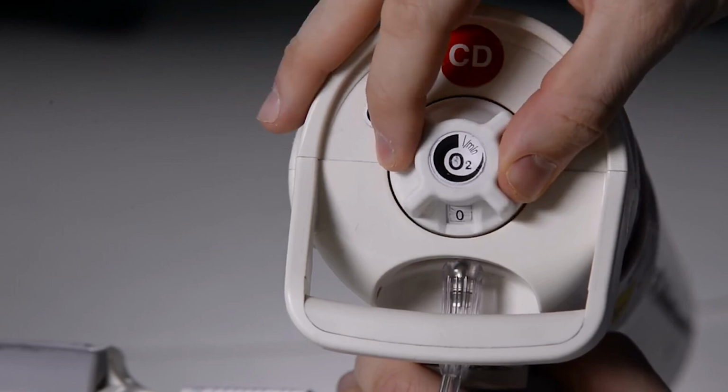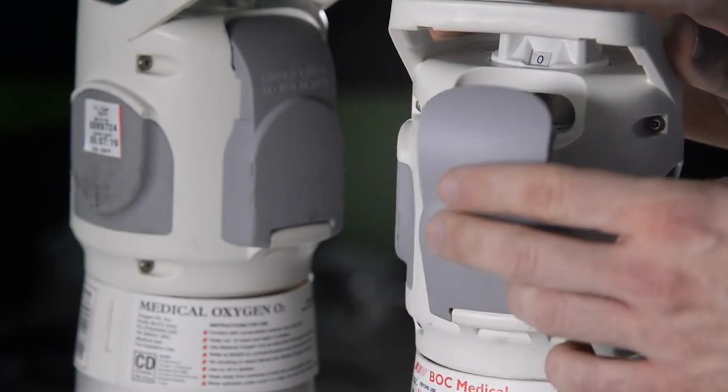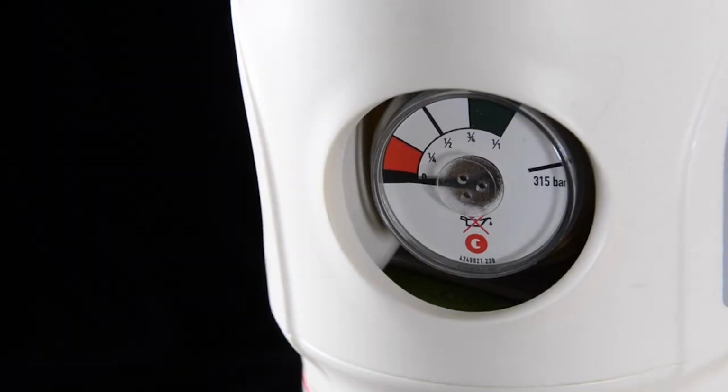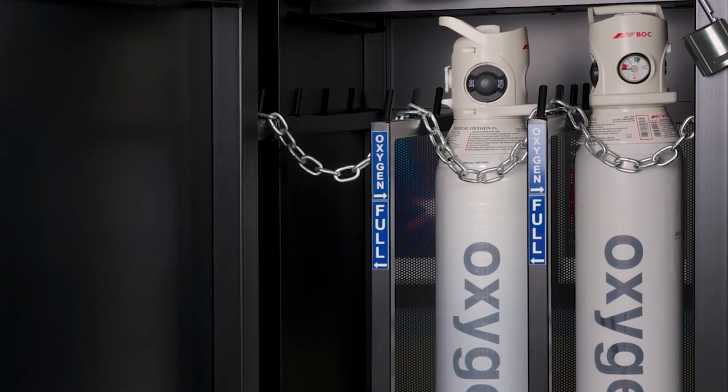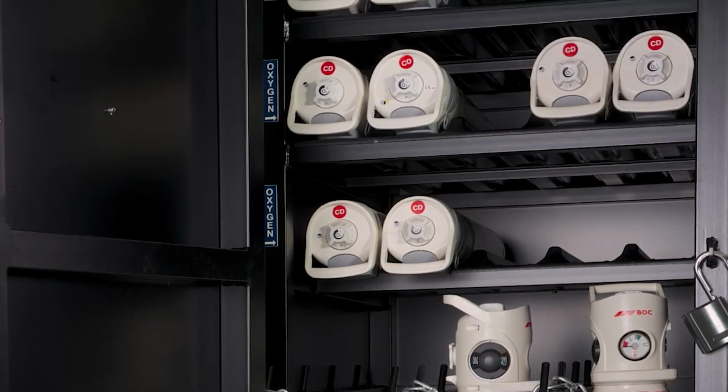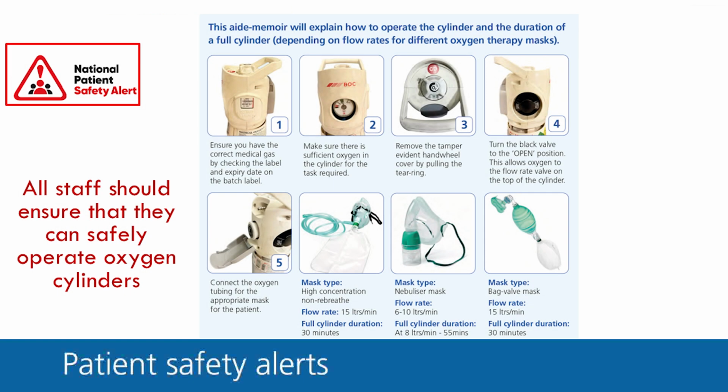Replace the outlet cover. Pull up the hinged grey cover. Check the cylinder gauge for content level. Return the cylinder to a designated in-use or empty storage area. It is crucial that all staff dealing with oxygen cylinders are trained for their safe operation.